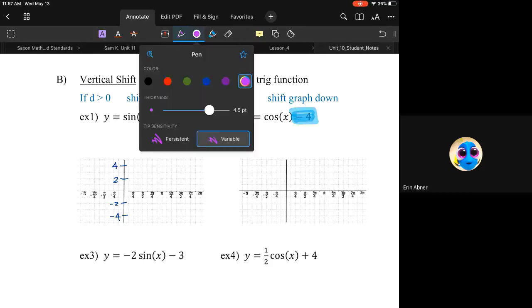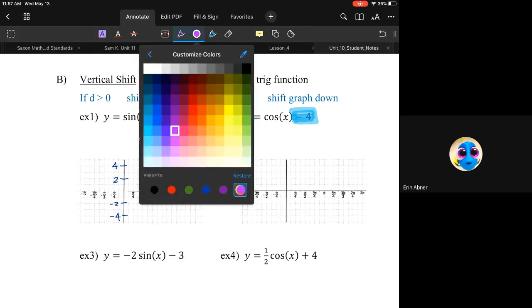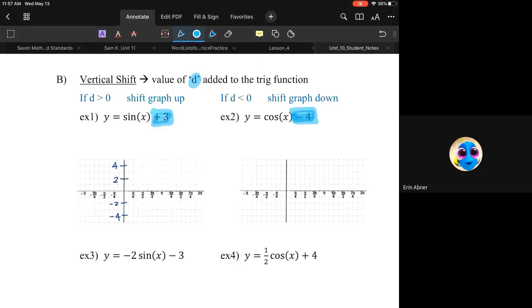This time I'm going to graph my original function in that blue. So my original function for sine is going to be here. 1, 0, 1, 0. So there's my original sine function. Okay. So now this says up. So D is equal to 3. So I want to go up 3.